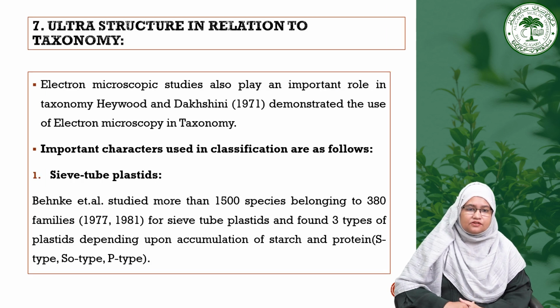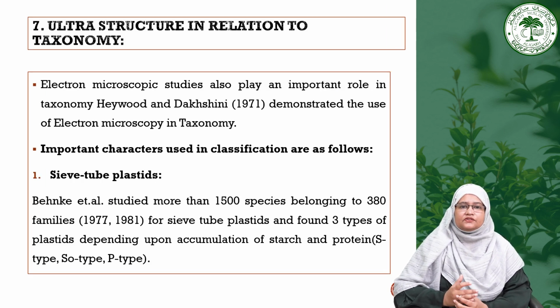Next we will study the ultrastructure in relation to taxonomy. As we have already seen, we have studied different evidences from morphology to phytochemistry or chemotaxonomy. Now ultrastructure is also very important, because after the discovery of the electron microscope, there have been several new advancements in plant taxonomy. So electron microscope studies have also played an important role in taxonomy. Behnke and Dahlgren demonstrated the use of electron microscopy in taxonomy.